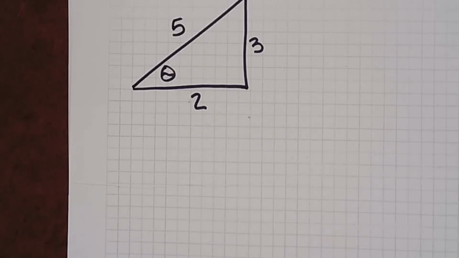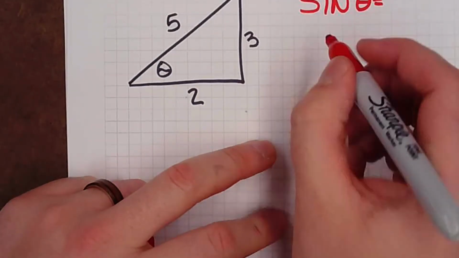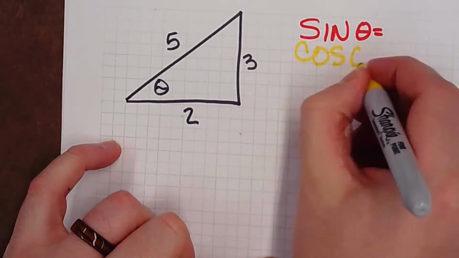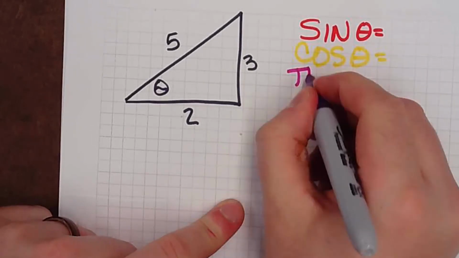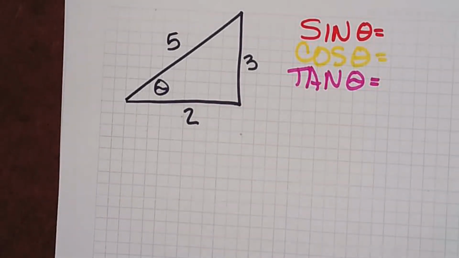Cosine. So same thing with sine, just with CO in front of it. If you're done with that, move on and tell me what the sine of theta is, what the cosine of theta is, and what the tangent of theta is. Go ahead and tell me that.